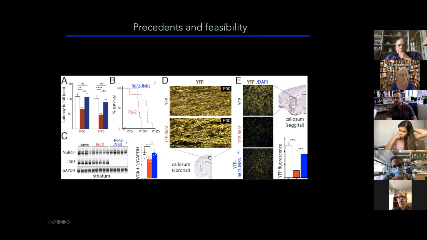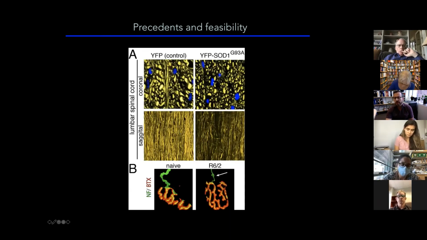There's a massive degeneration of those axons at late stages in the R62 mice, but deletion of the JNK3 gene significantly recovers that. So what we're hoping is that by using the same principle, these are actually images that we took from the spinal cord of a G93A SOD1 mouse with a YFP reporter, so we don't even need to stain this. We just simply section the spinal cords and we can see the axons there.